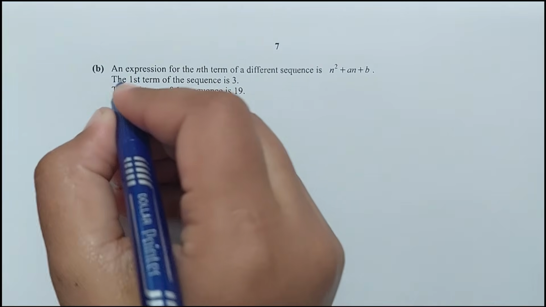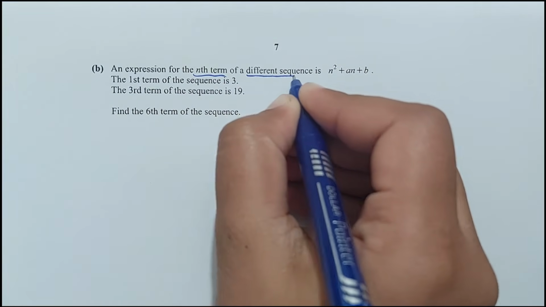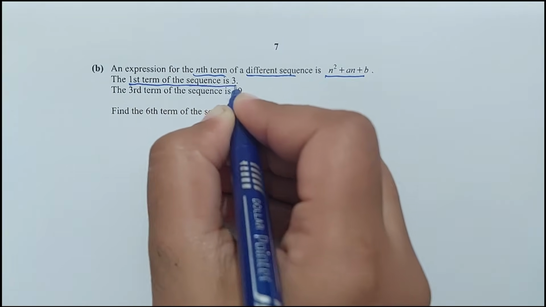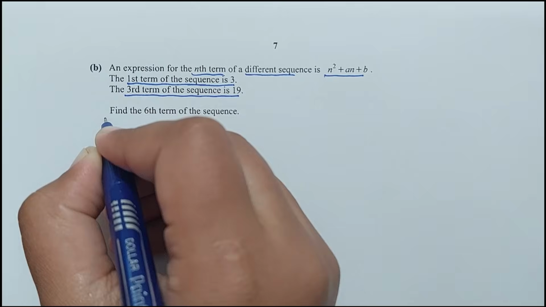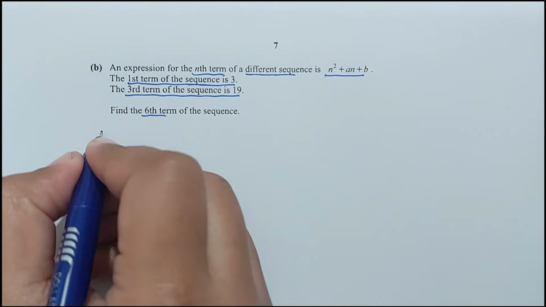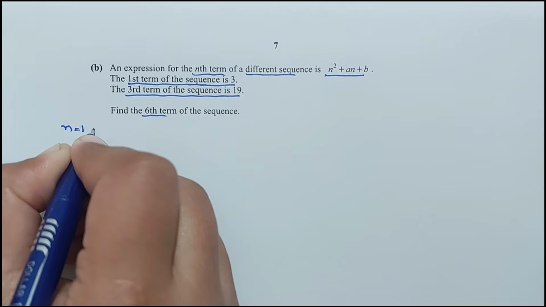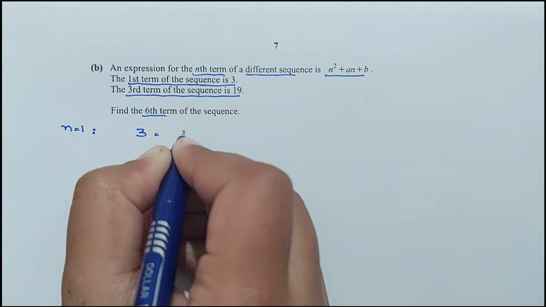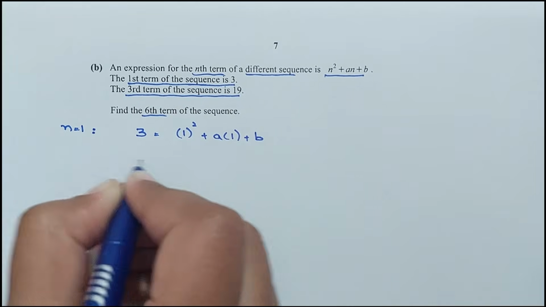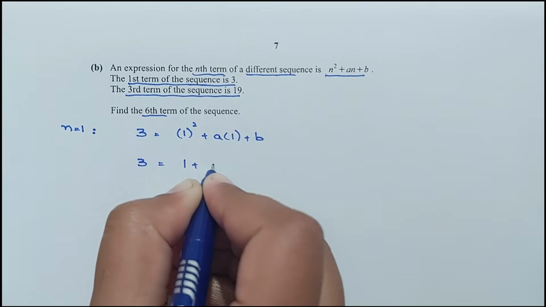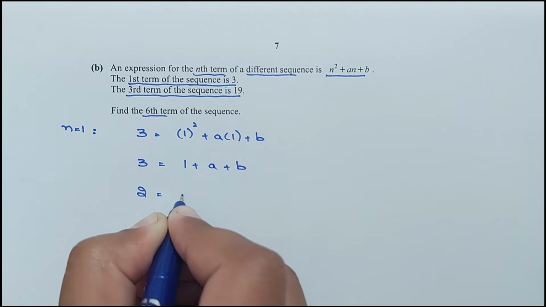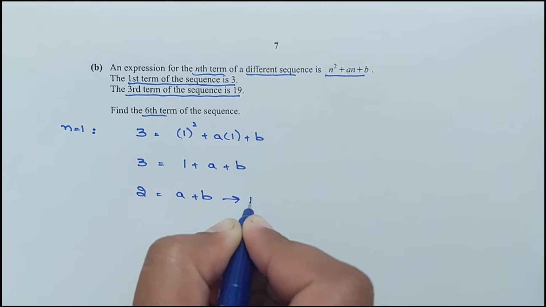Now for part B, an expression for the nth term of a different sequence is this. The first term of a sequence is 3. The third term of a sequence is 19. Find the sixth term of the sequence. So when n equals 1, we have the first term, which is 3, and 1 square plus a into 1 plus b. So 3 equals 1 plus a plus b. So 3 minus 1 would be 2 equals a plus b. This is my first equation.